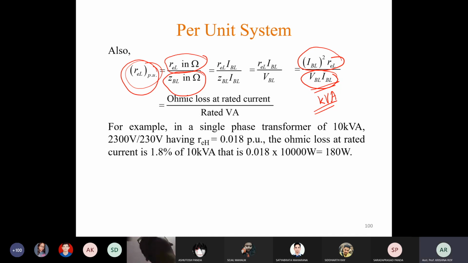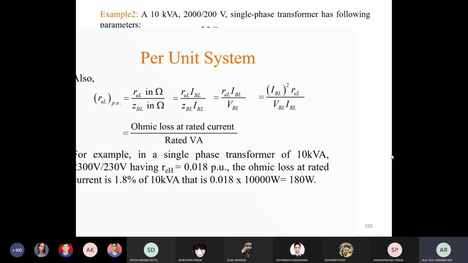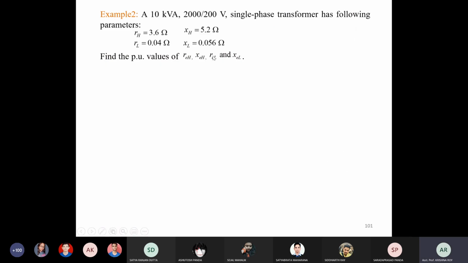Here one example is given. 10 kVA is the power rating and these are the voltage ratings, and REH in per unit is given as 0.018 per unit. So ohmic loss will be 1.8% of this 10 kVA, which is 180 watt, that we can calculate directly, right? Is it clear? Yes, sir. Okay, so please note down this problem and try to solve it by yourself.